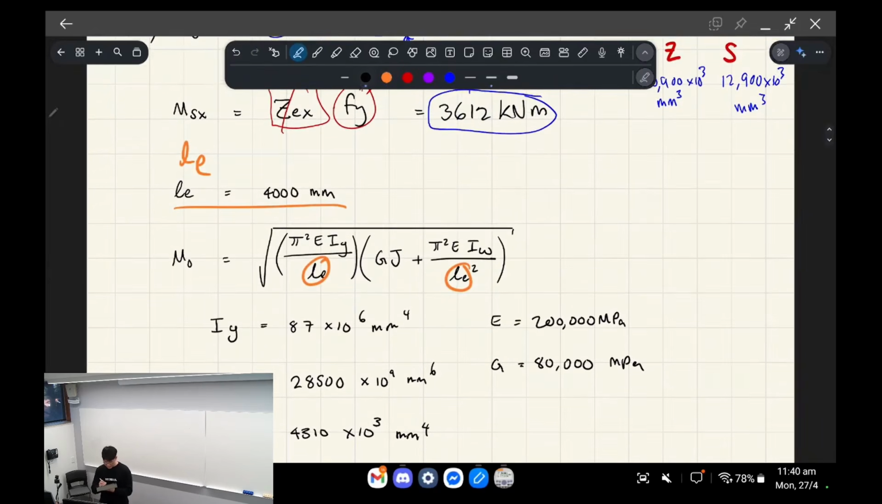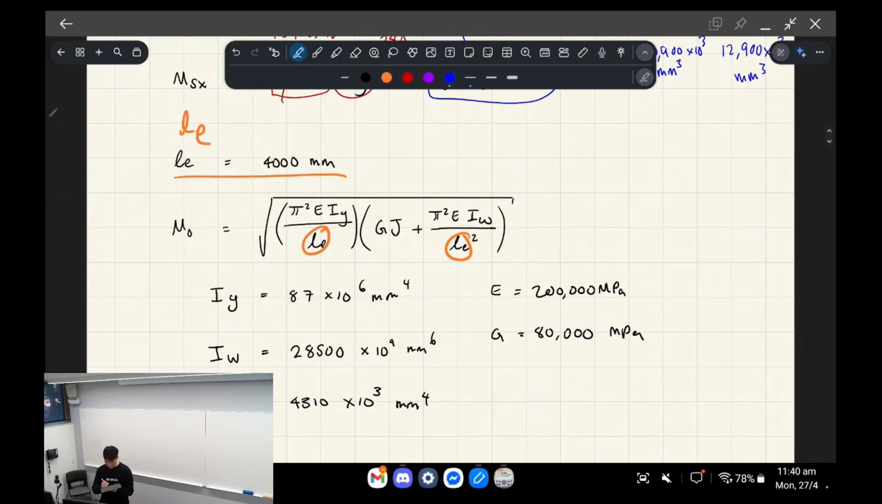Now, you have to collect all these other terms, and these are also from OneSteel. And so these are geometric properties, as well as we have some material properties too. So material properties are always going to be consistent in this course.